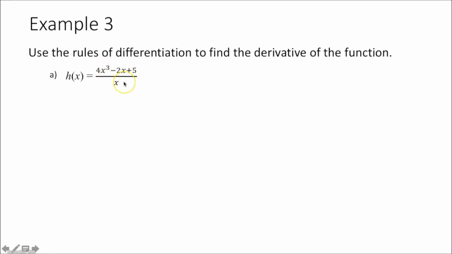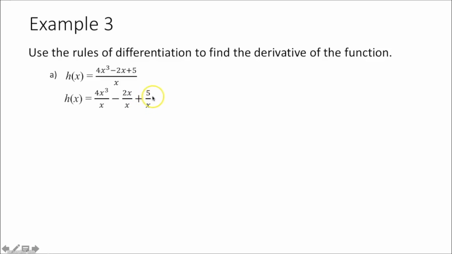Example 3, we are again taking the derivative of more complicated functions. This seems super complicated, but all I have to do is instead of writing this 4x cubed minus 2x plus 5 all over x, I can actually take this x and put it under each of the terms. I can then simplify this function so that it's just x cubed over x. That cancels out and just leaves me with 4x to the second power. 2x over x, these x's cancel out. I'm just left with minus 2. And this is going to be plus 5 over x to the first.